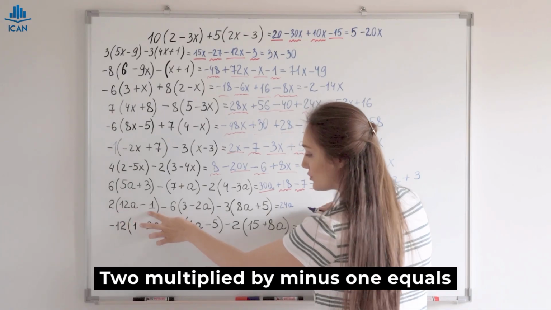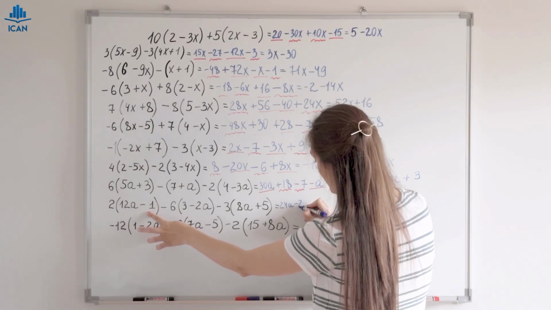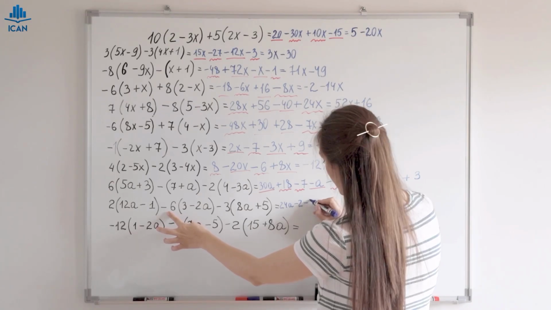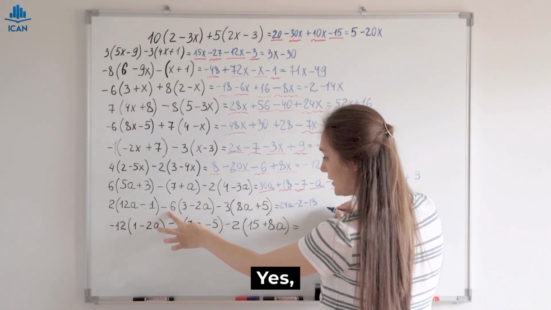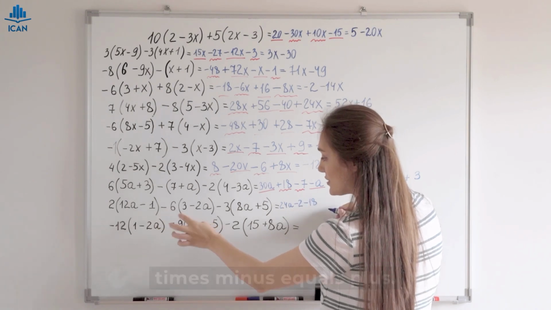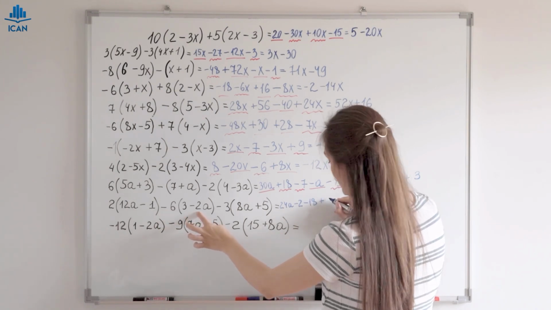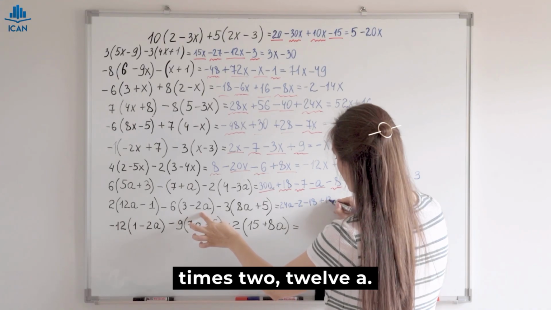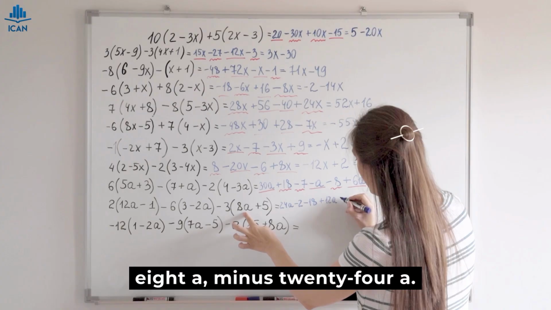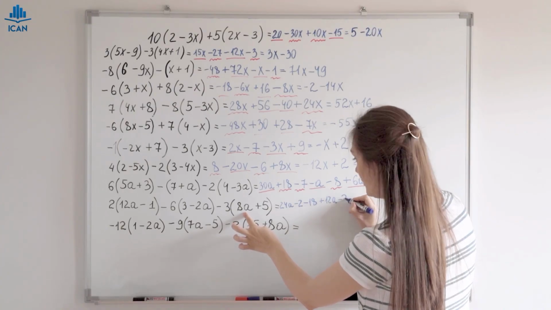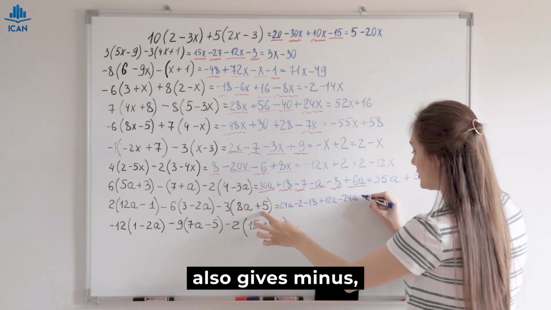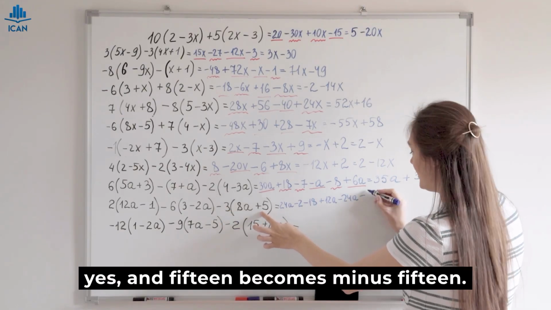In the next example, 2 times 12a equals 24a. 2 multiplied by minus 1 equals minus 2. Minus 6 multiplied by 3, 18. Yes, that's definitely with a minus sign. Minus times minus equals plus. How much do we have here? 6 times 2, 12a. Here minus 3 times 8a is minus 24a. And minus times plus also gives minus, and 15 becomes minus 15.